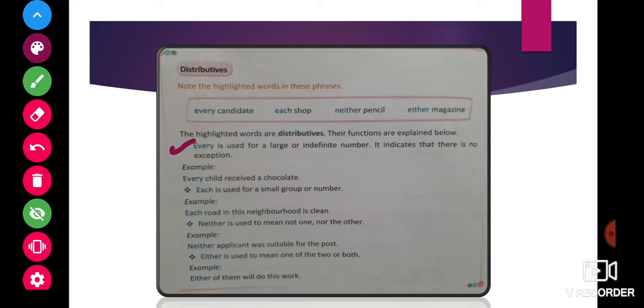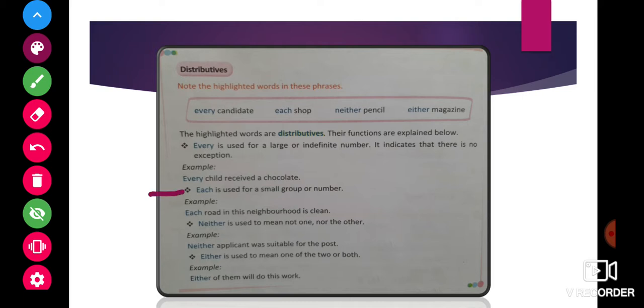Every. Every is used for a large or indefinite number. Indefinite number means we don't know what the exact number is. It indicates that there is no exception. Let us read the example. Every child received a chocolate. Now in this case, there is a large number of children and we don't know the exact number of children. Also, every child has received a chocolate. That means there is no child who has not received a chocolate.